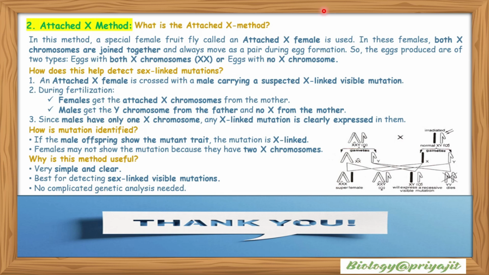As we conclude, remember that mutations are the fundamental source of genetic variation. Their detection helps us understand how genes change and are inherited. From learning the different types of gene mutations such as insertions, deletions and substitutions, to understanding classical detection techniques like the CLB method and the attached X method in Drosophila, we see how chromosome behavior and visible markers allow precise identification of X-linked lethal and visible mutations.